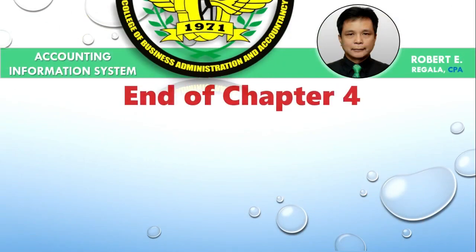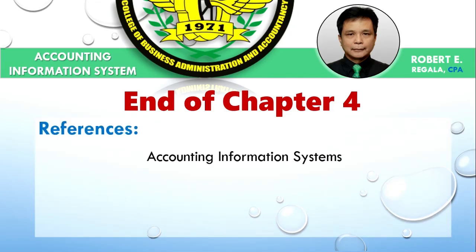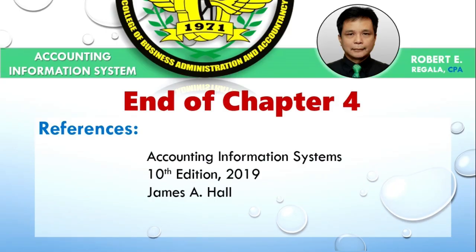There it is, Chapter 4, Expenditure Cycle, Purchasing and Cash Disbursement Subsystems. In the next chapter and lecture video, we will discuss the two other subsystems of the expenditure cycle, namely the payroll and fixed asset management subsystems.